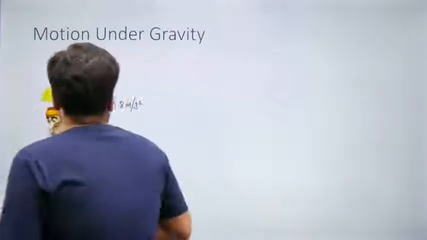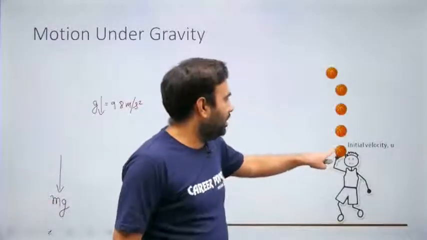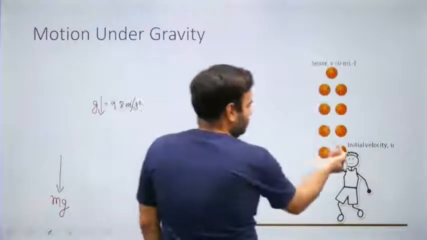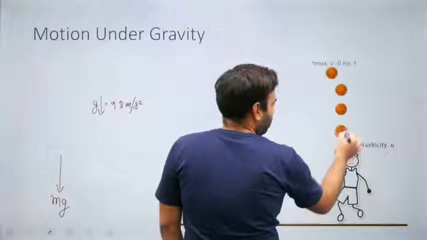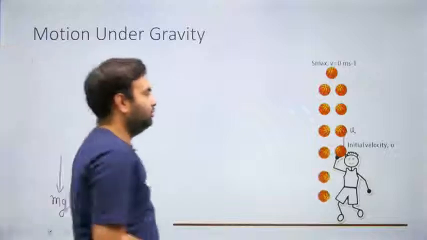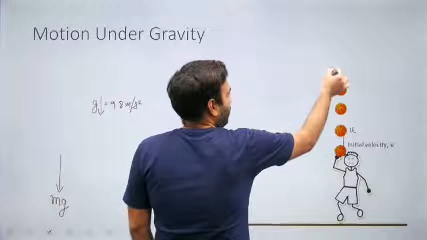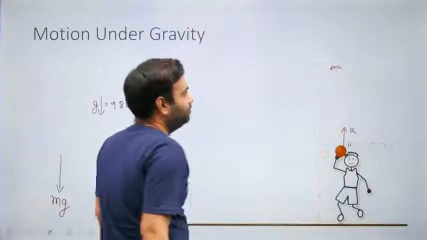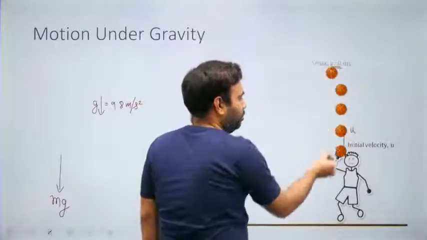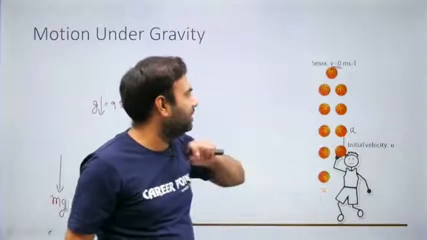Let us take another example. Suppose this boy is throwing this ball in upward direction with a velocity u. Then the ball will go up, and at the topmost point its velocity will become 0, and then it will again come downward. This upward motion and downward motion is only in a single straight line, but I am showing it like this for better visibility.